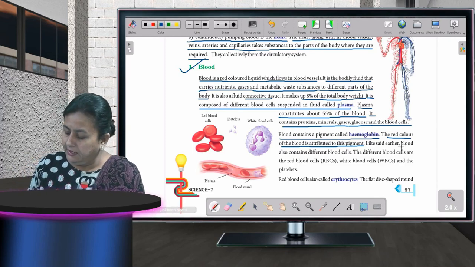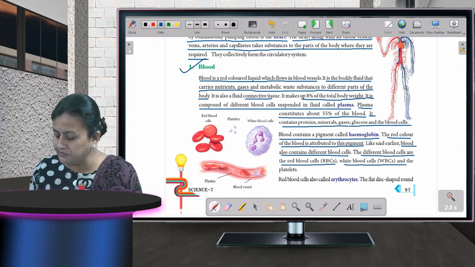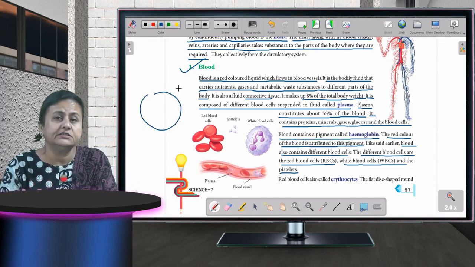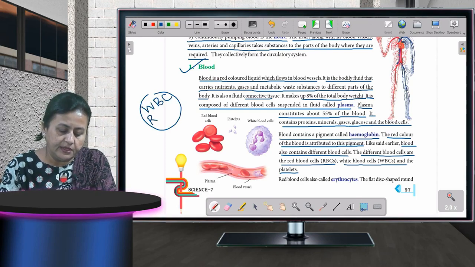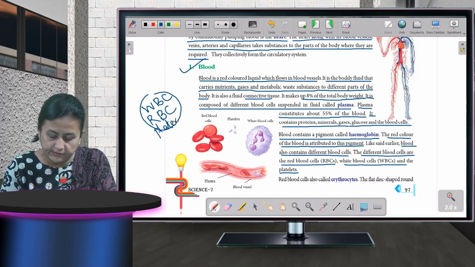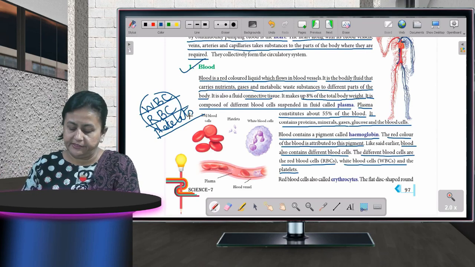Okay, blood also contains different blood cells. The different blood cells are RBCs, white blood cells, that is WBCs, and platelets. Children, see, blood is there. What is it made up of? It is made up of WBCs, RBCs and platelets. Okay, fine children, the blood is made up of WBCs, RBCs and platelets.